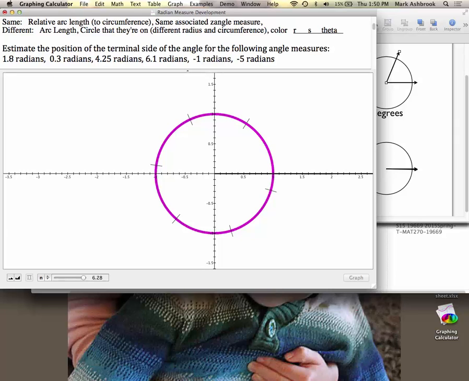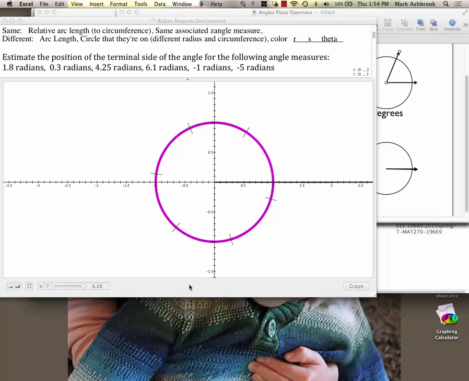I want you to estimate these. Okay? So estimate the position of the terminal side of the angle here. So 1.8 radians. Janessa, which quadrant? 1.8 radians. Is it going to be closer here to the y-axis or the x-axis? Terminal side, like closer up here or more down here? The second one is the one near the top. That's 1.8. Okay. 0.3.